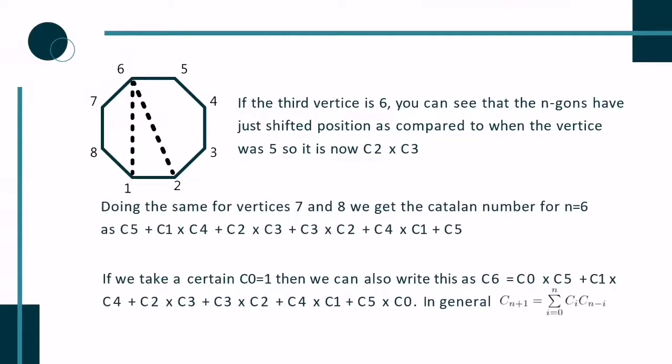So we did that for vertex 7 and vertex 8, and I would encourage you to do that individually. And we find that the overall number for n equals 6 is the 5th Catalan number plus C1 times C4 plus C2 times C3 plus C3 times C2. We've already done it till here, right? And then this part is the 7th and 8th vertex.